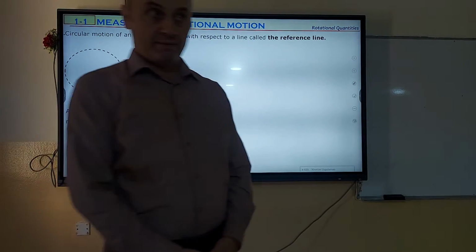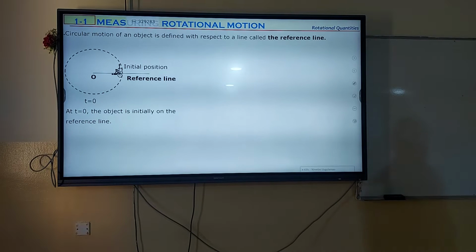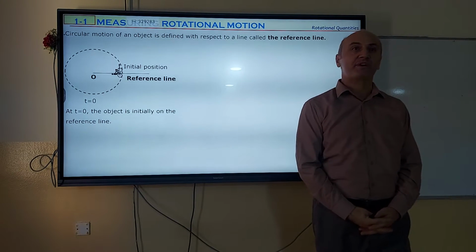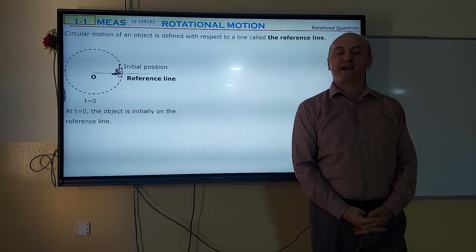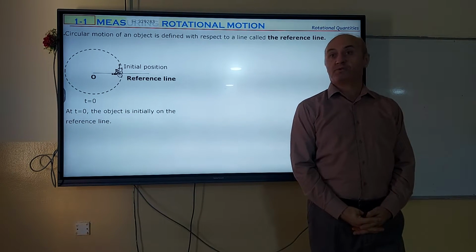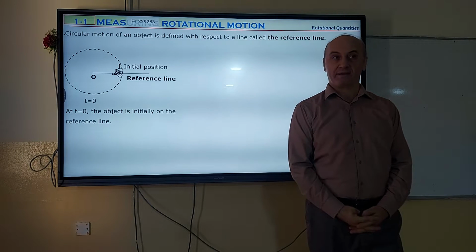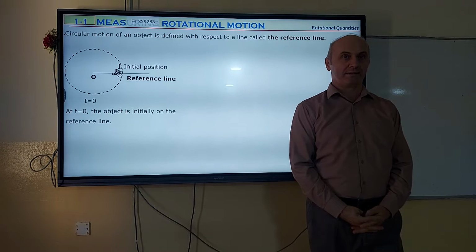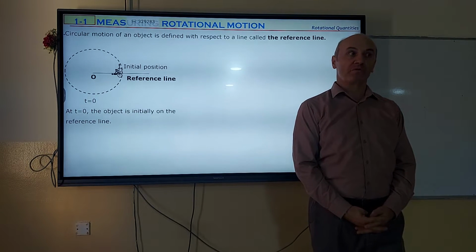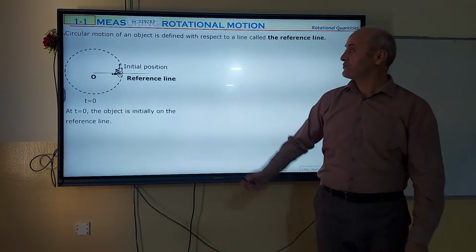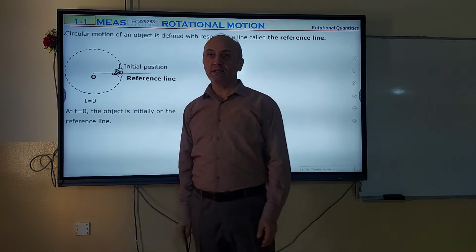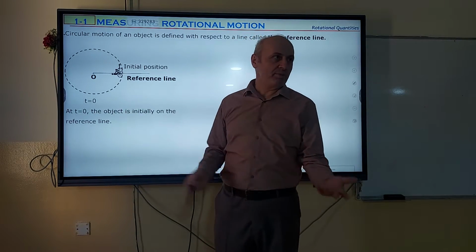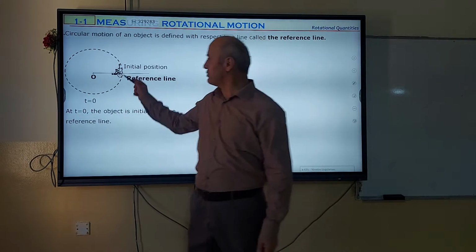Angular displacement. Next title. A displacement is defined according to a reference point in the 11th grade, and a reference line in 12th grade, because we define circular motion by angle. An angle can be defined between two lines. That's why we have to use a reference line. The reference line starts from the center of the circle and passes through any point you want. Then you can define the position of any object with respect to this reference line.